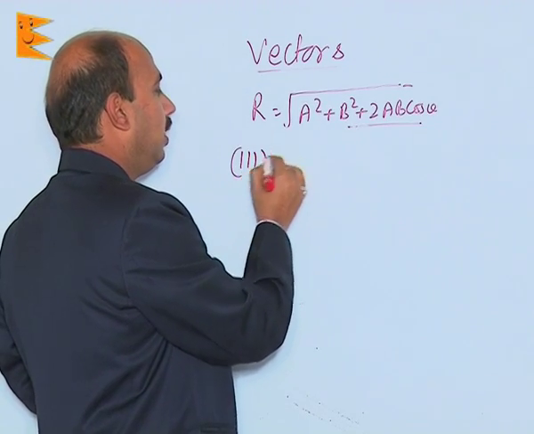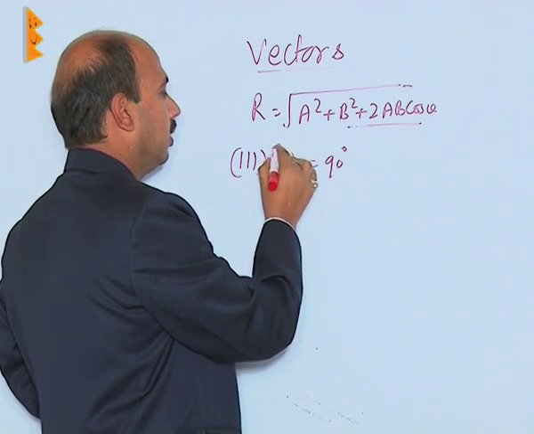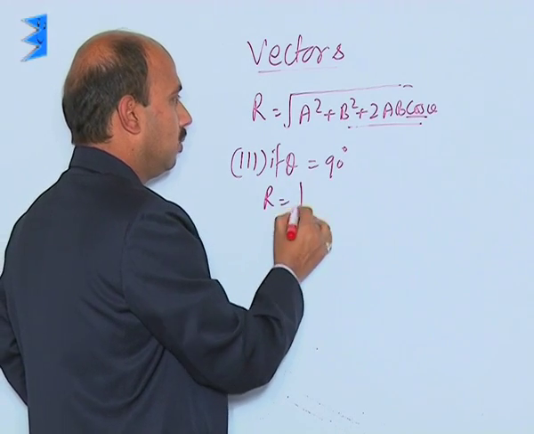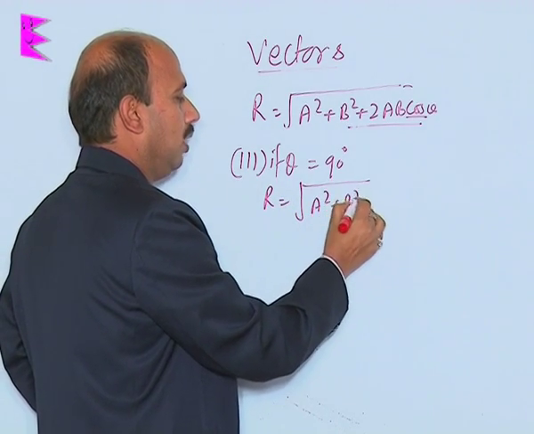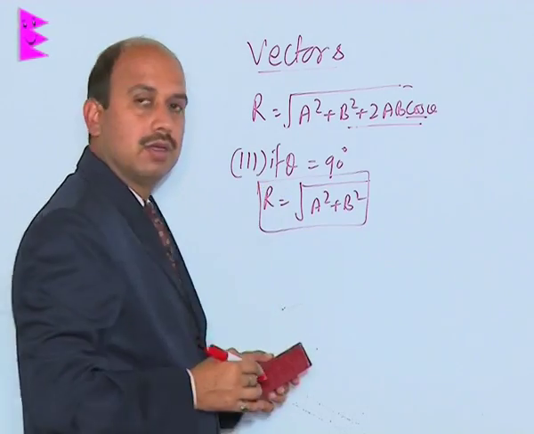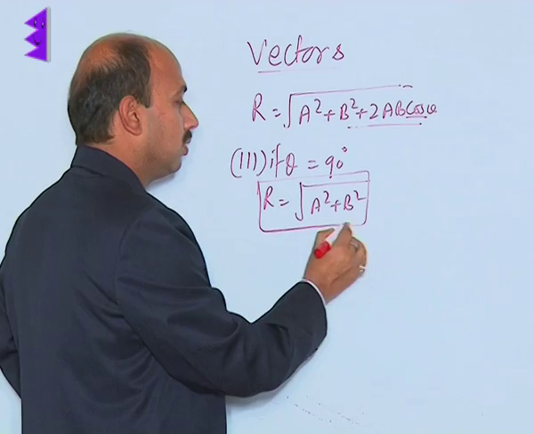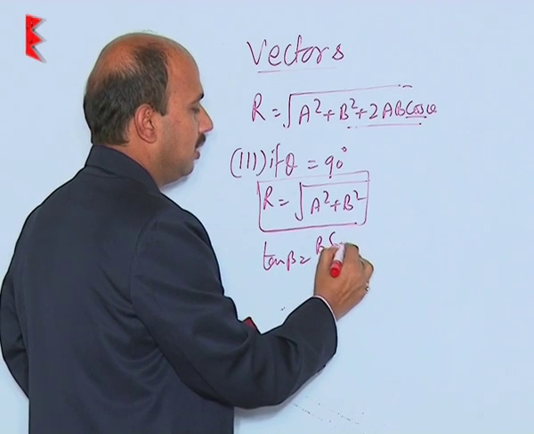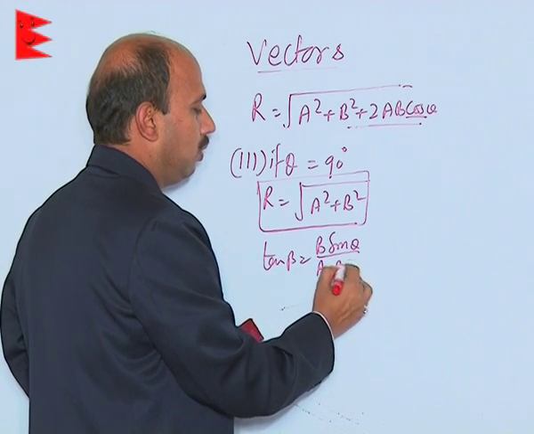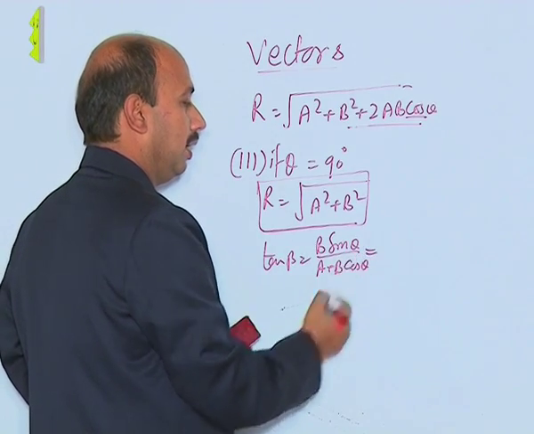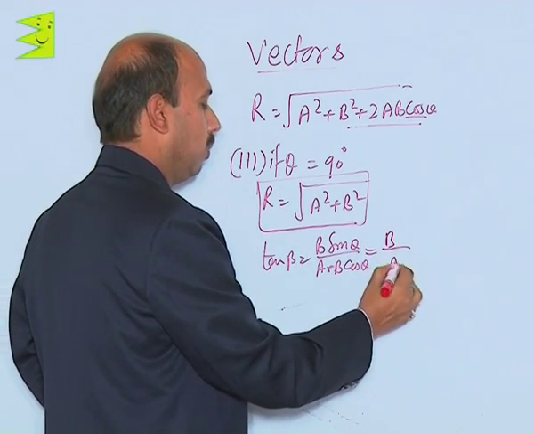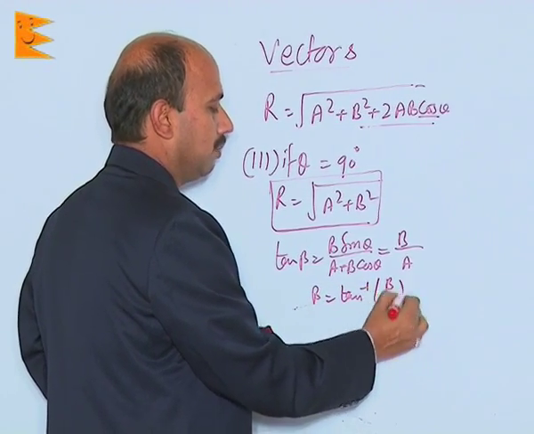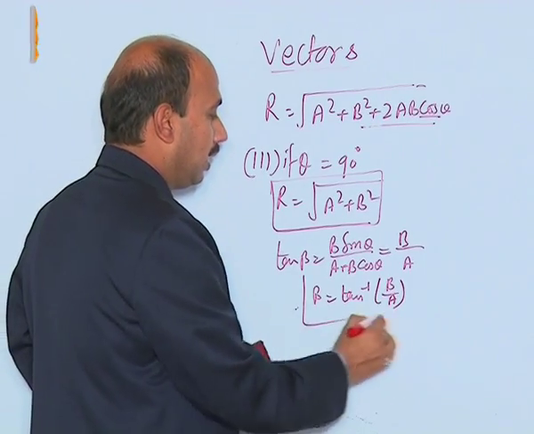So, if you are taking theta equal to 90 degree, what will happen? Cos 90 is 0. So, R is equal to under root of a square plus b square. This is the resultant here, and in this case also you can see here tan beta is equal to b sin theta upon a plus b cos theta. So, you can write here sin 90 is 1, that is b upon a only. So, beta is equal to tan inverse of b upon a. So, the angle can be calculated.